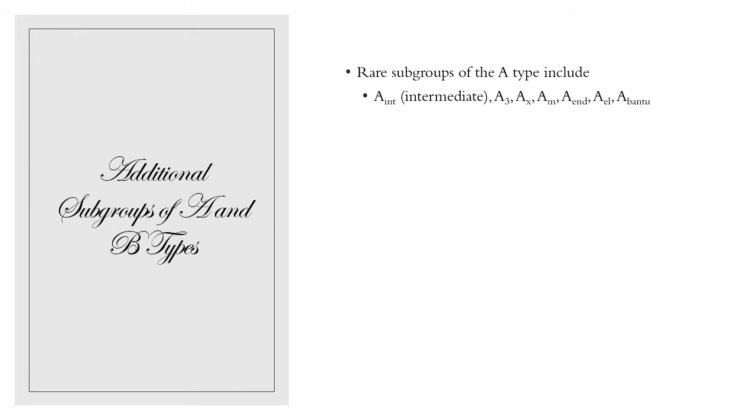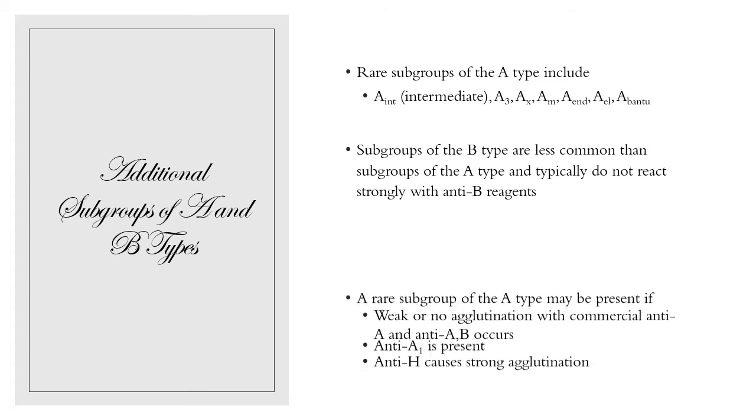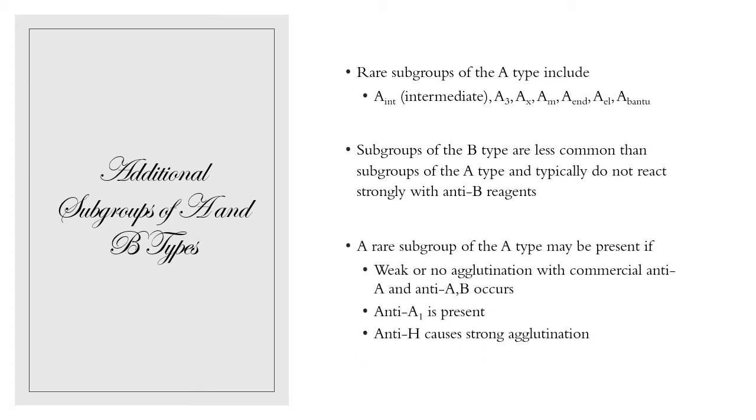Other subgroups of A and B types are rare, but they include A intermediate (AINT), A3, AX, AM, AN, AL, and B3. You just need to know that there are other subgroups. Subgroups of B are less common, and they typically do not react strongly with anti-B reagents. A rare subgroup of A may be present if you have weak or no agglutination with commercial anti-A and anti-A,B. Anti-A1 is present. Anti-H causes strong agglutination because anti-H antibody does occur as a cold antibody.